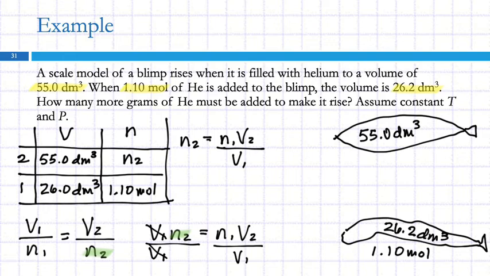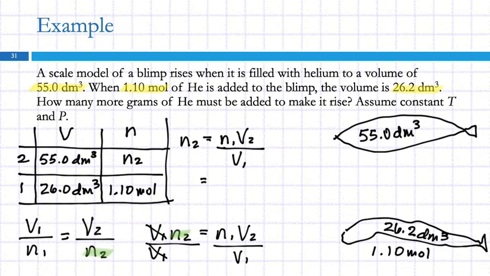Does it matter that we have weird volume units? No, it doesn't. Because we're going to take the one volume and divide it by the other volume, and as long as the units are the same, they're going to go away. So we don't need to mess with them at all.